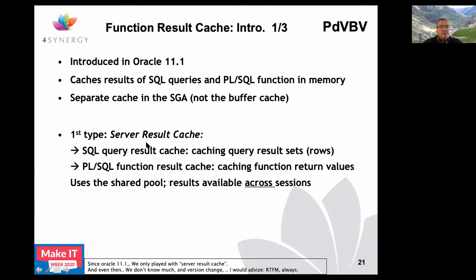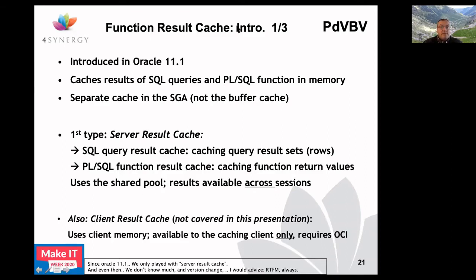There are 2 types. You can use result cache on the server, which is what we did. The result gets cached in the server memory in the SGA. If it's a query result cache, you cache rows. If it's a function result cache, you cache atomic values coming from functions, the return value of the function. It uses the shared pool. The results, this is important, results are available across the sessions. So this is much better than anything that we can code, because whatever we code in PL/SQL will always be linked to the session calling the PL/SQL.